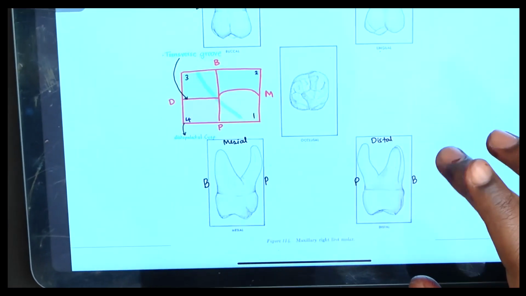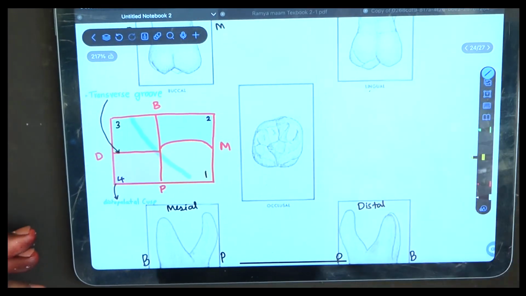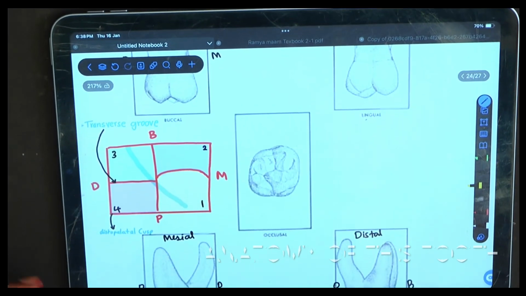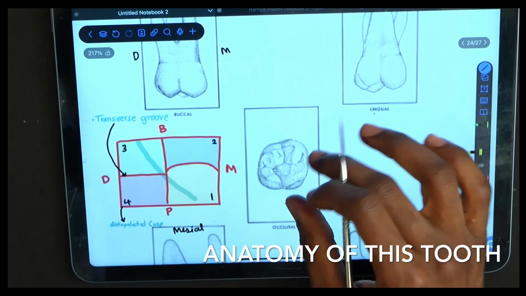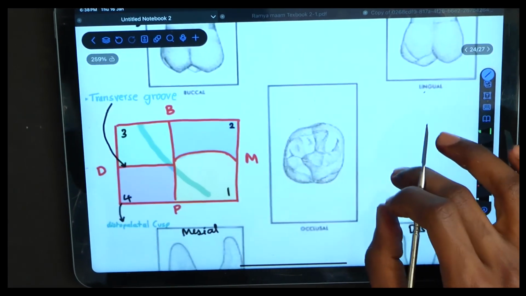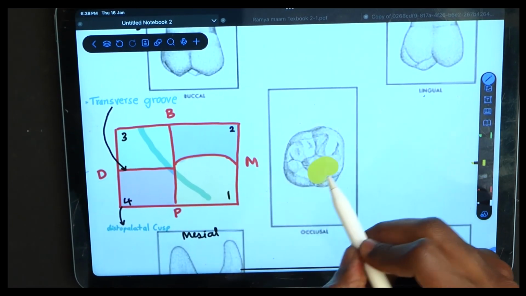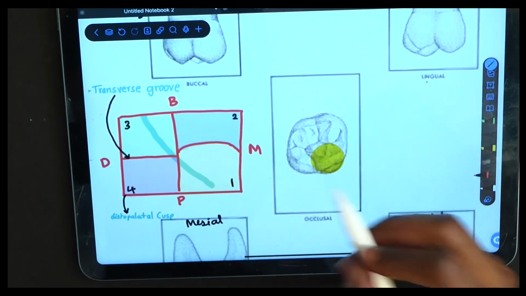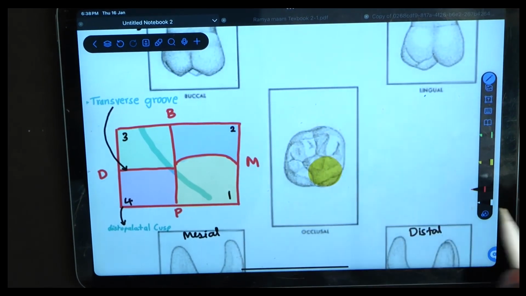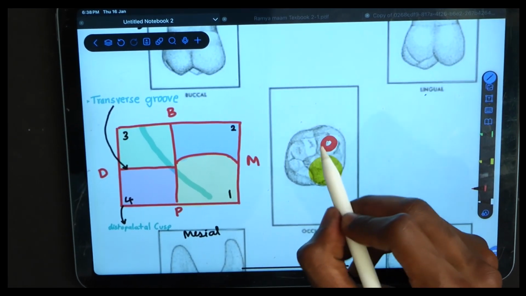So the most important thing while we carve this tooth is this image. It's very crucial we know the anatomy of this tooth. This tooth has four cusps. One is the mesiopalatal cusp. This is the mesiopalatal cusp. Next is the mesiobuccal cusp. This is the mesiobuccal cusp.